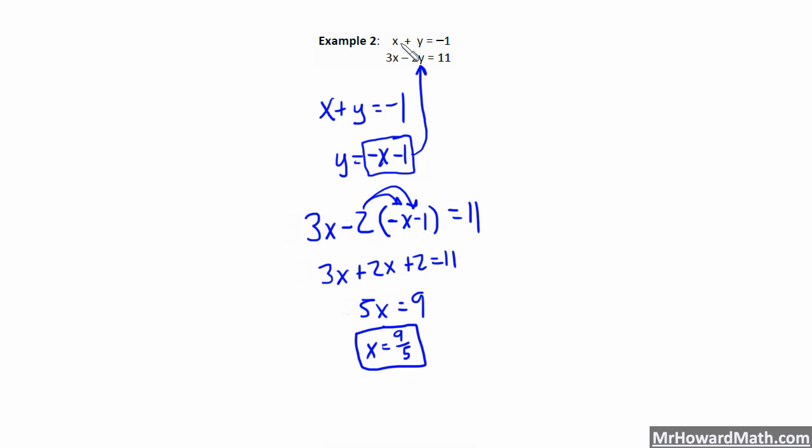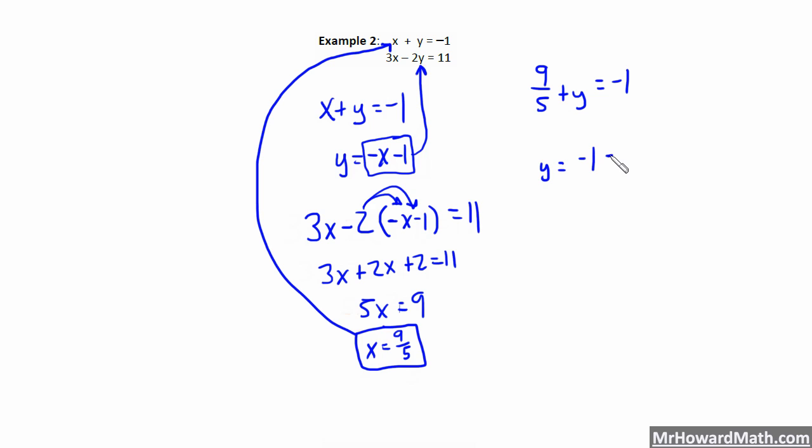But I'm going to pick the one that I think is easiest, which is the top one, because the coefficient of x is just 1, so it makes it a lot easier. So I'm going to take this 9/5 and I'm substituting it back in right there. So I'm going to rewrite this equation, substituting 9/5 in for x. So I get 9/5 plus y equals negative 1. So I'm subtracting 9/5. I get y equals negative 1 minus 9/5.